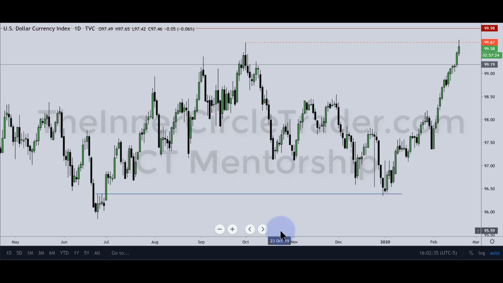So here's our daily chart on the dollar index. You can see that we've again had a really stunning run from here all the way up to the old high. Now the old high was breached today, and I'm going to talk a little bit about that when we get into the 15-minute time frame.